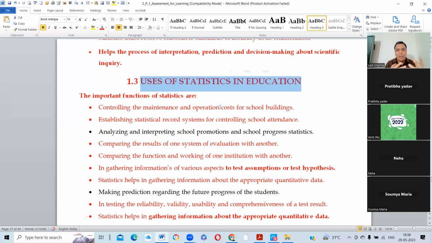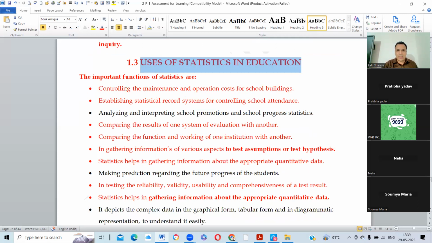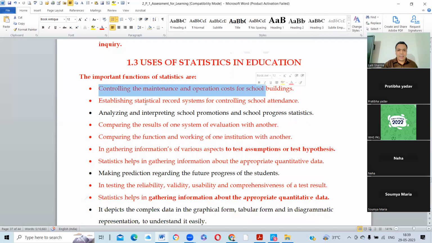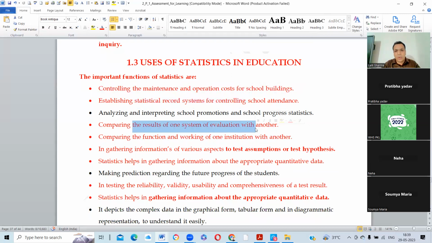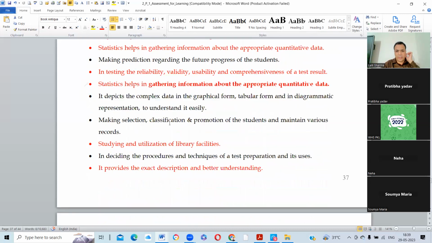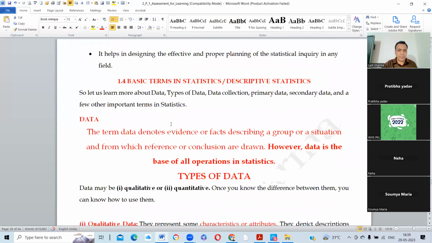So guys, you are a good teacher, even an effective teacher, if you have this quality, having the knowledge of statistics in education. So all of this you can learn, right? Establishing statistical records, comparing the result of one system of evaluation with another system of evaluation. This is statistics. All these things you can learn, right?